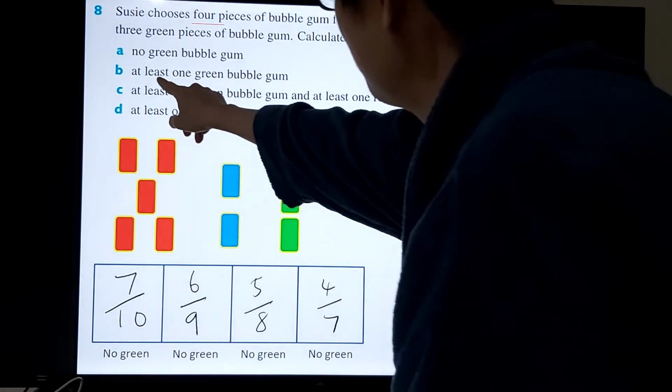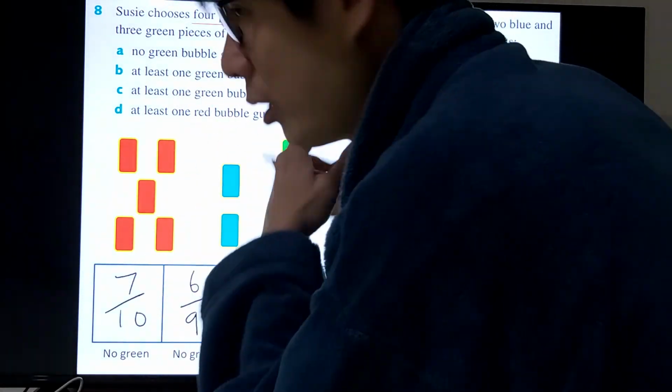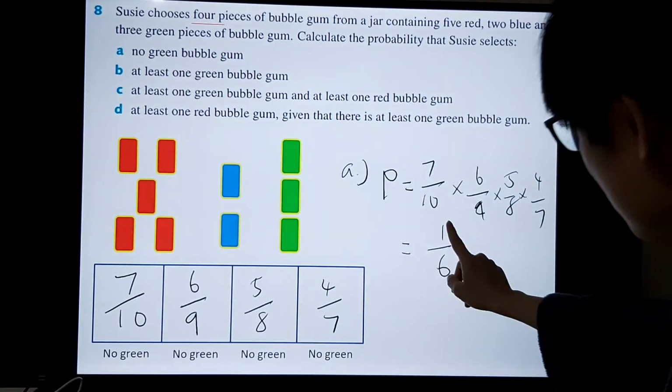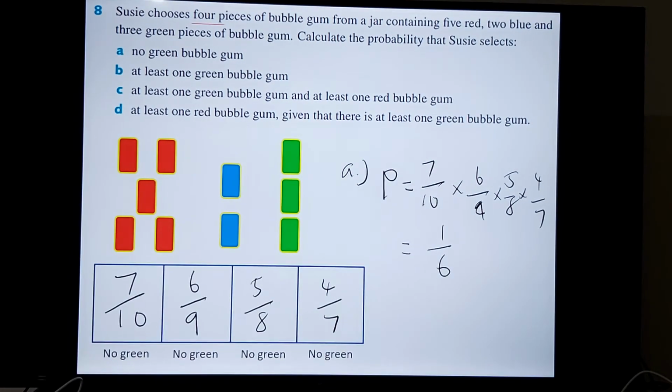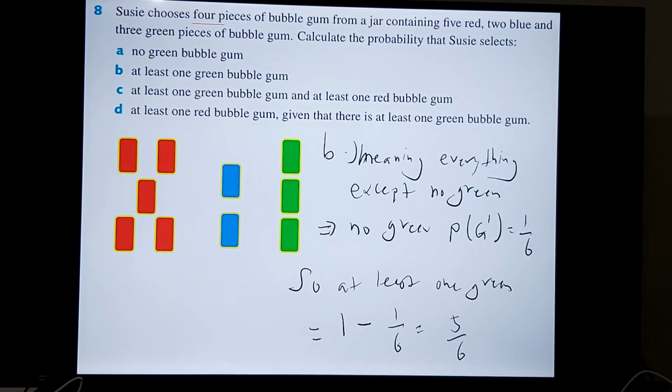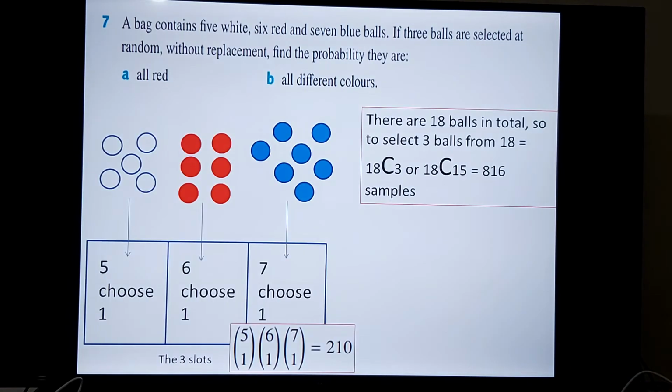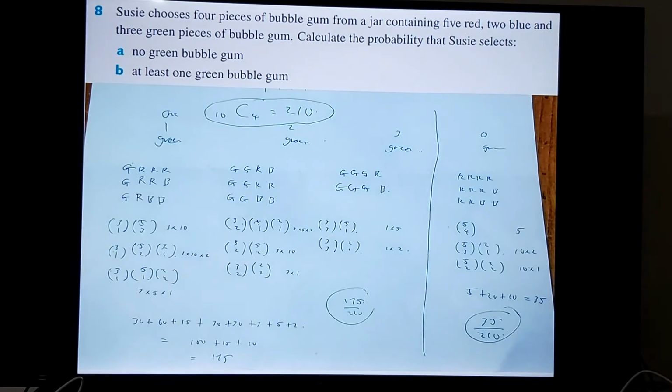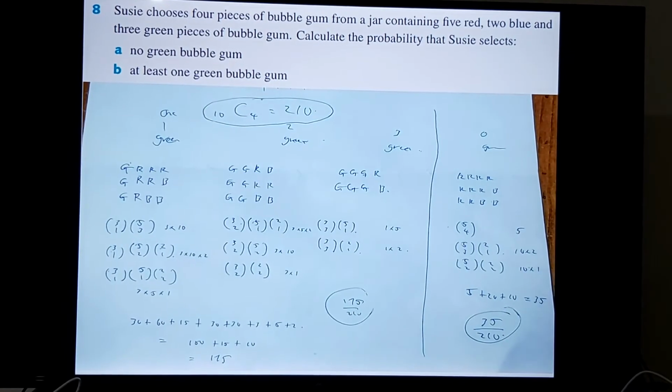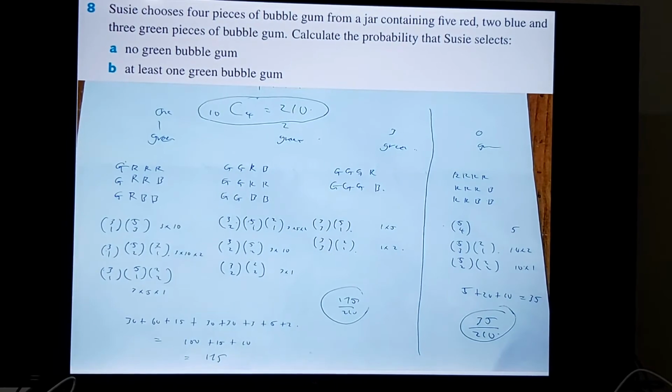Therefore, the probability of at least 1 green is 100% minus 1 over 6. Then you get answer 5 over 6. Okay, so this is another way which is faster, but I think it would be good for me to introduce you this method because it shows the concept of selections and NCR.